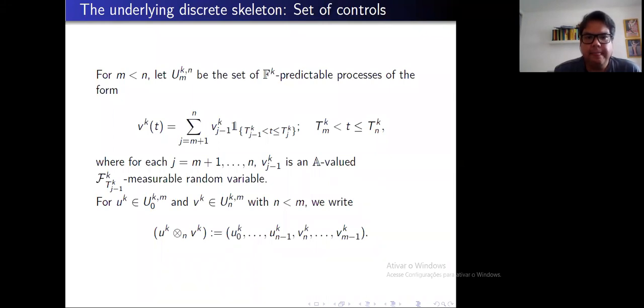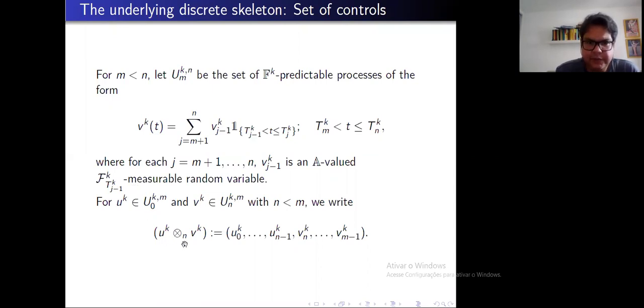Okay, so it is also important in our discretization, by the very nature of the problem. I don't want to work with the controller process adapted to the Brownian motion filtration. So obviously I need to discretize the set of controls. And the obvious choice is to consider stepwise constant processes in a predictable way. So this is a left continuous process, and it jumps only at these hitting times. And the jumps are with the adequate measurability condition.